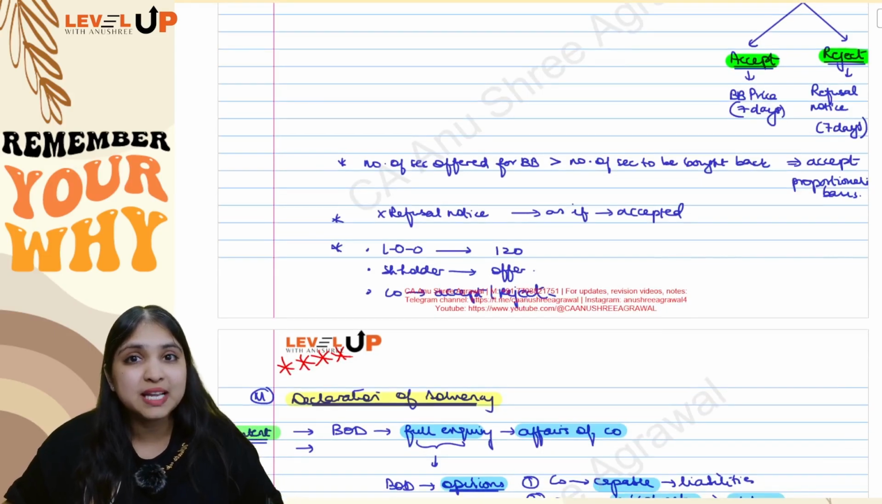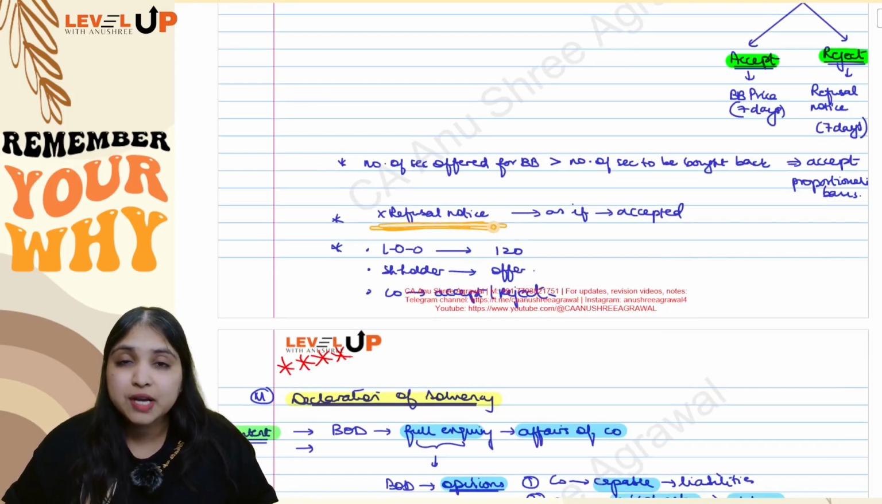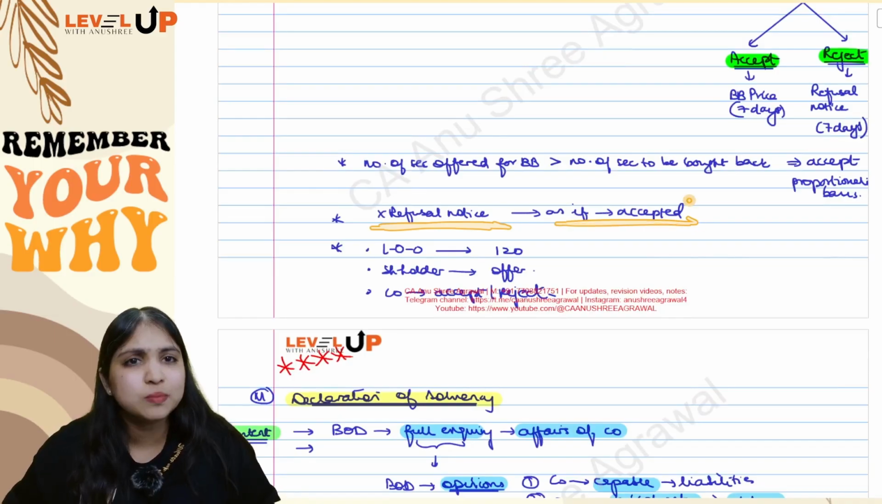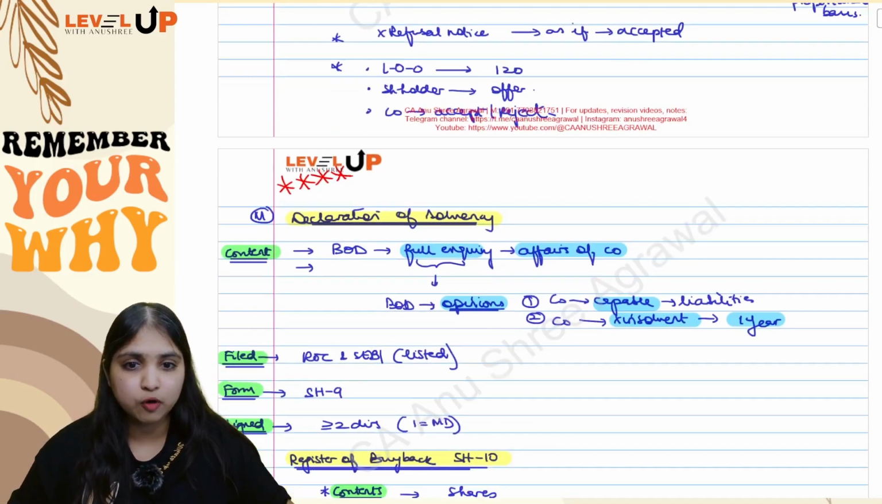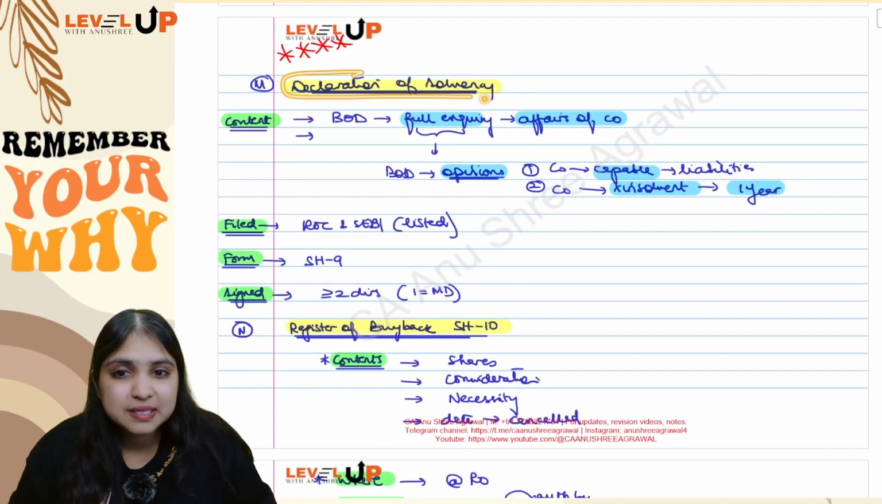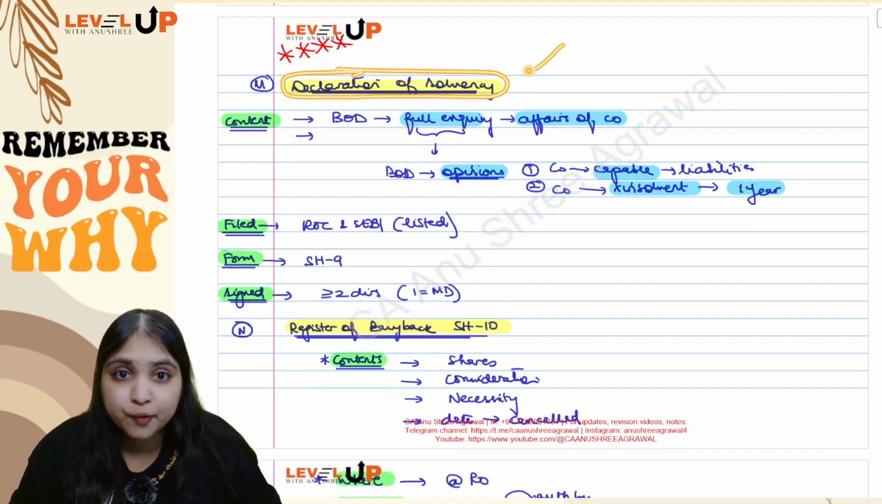Now what if the company is not sending a refusal notice? If the company doesn't send a refusal notice, it is assumed as if the company has accepted the buyback offer. Okay. Then after this, our next concept is about declaration of solvency. This is an important point I told you.